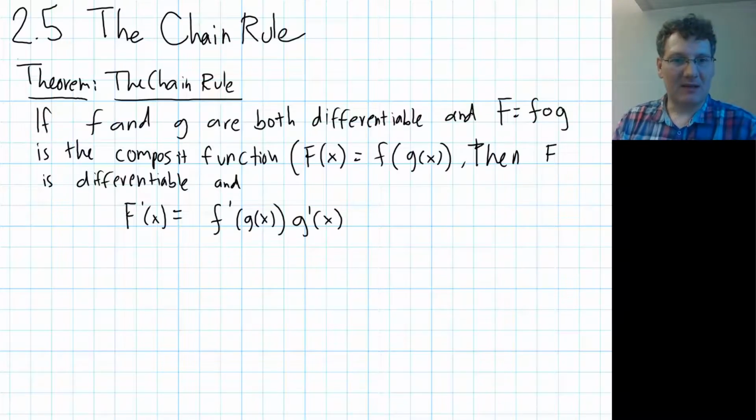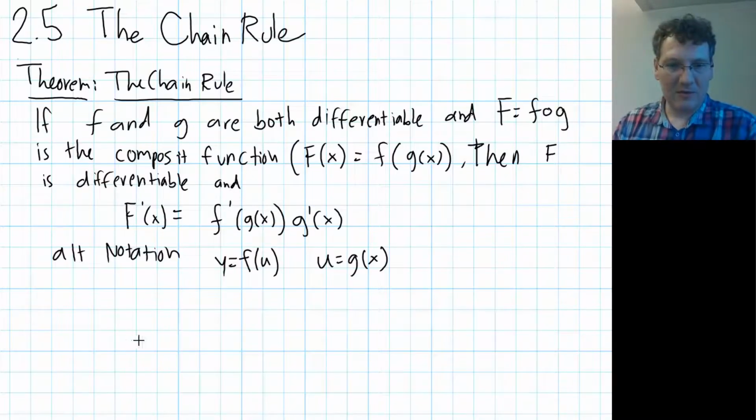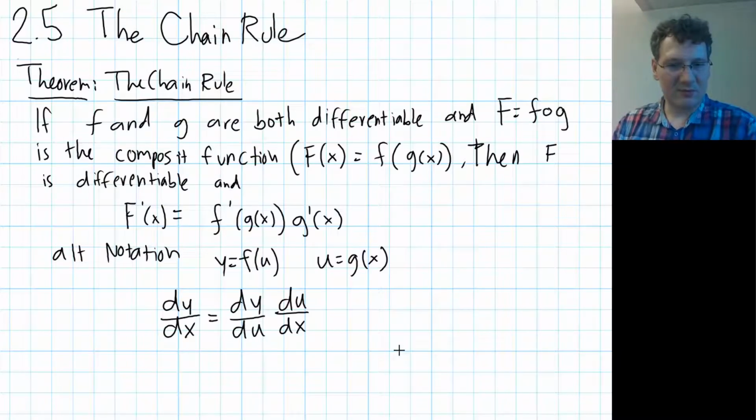The theorem says that if two functions f and g are both differentiable, and capital F is f composed with g, in other words, F of x is f of g of x, then capital F is also differentiable, and its derivative, F prime of x, is f prime of g of x times g prime of x. In alternative notation, if you let y equal f of u and u be g of x, dy over dx, which is the derivative of y with respect to x, is dy du times du dx.